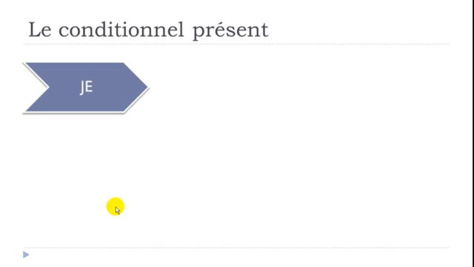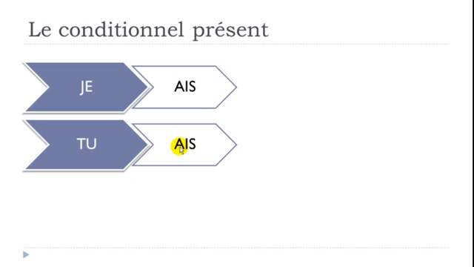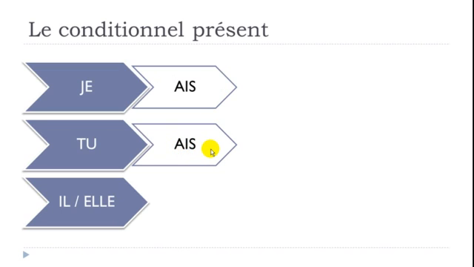Okay, so the endings now. So we saw previously that the ending for je will be AIS, okay? The ending for tu will be the same, AIS. The ending for il, elle will be AIT, okay? The good news is that even if we write them differently, like you see here, we pronounce them the same way. And it goes like eh, eh, eh. Alright? So as usual in French, what you pronounce, well, it's not that difficult in a way, but then remember how to write them. AIS for je, AIS for tu, AIT for il, elle.